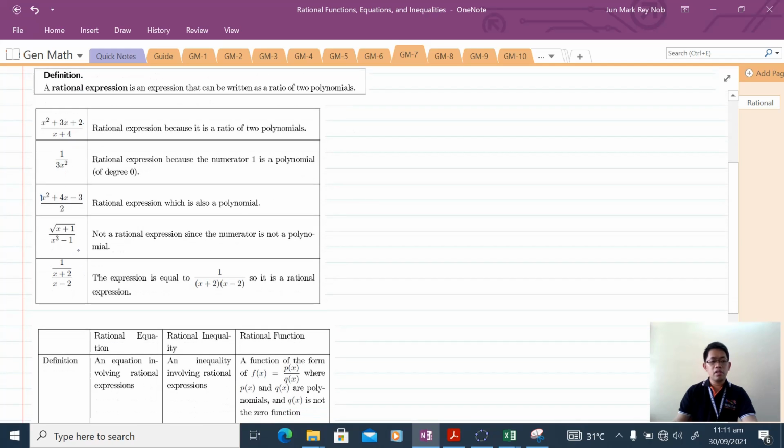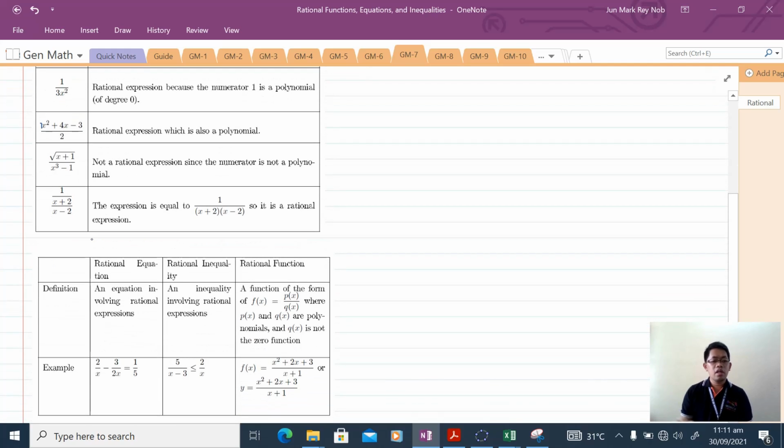But on number 4, the square root of x plus 1 all over x cubed minus 1 is not actually a rational expression because the numerator, the variable x, is put inside the radical symbol. In this case, the numerator is not a polynomial.